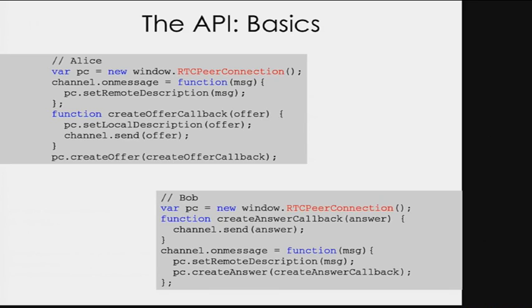So we have client Alice sending the offer to Bob. Bob accepts this offer, sends the answer back. And then we have an RTC peer connection. Actually, we have a WebRTC connection, right?